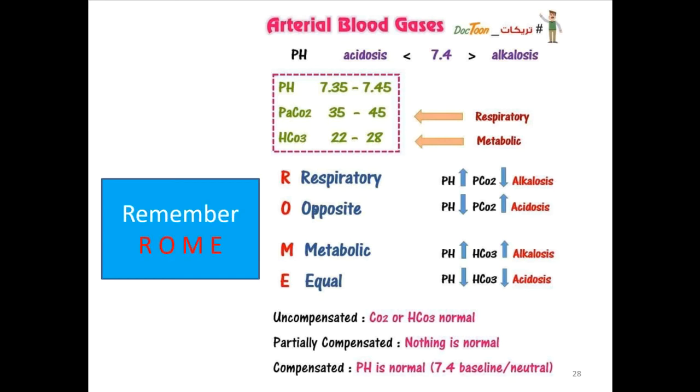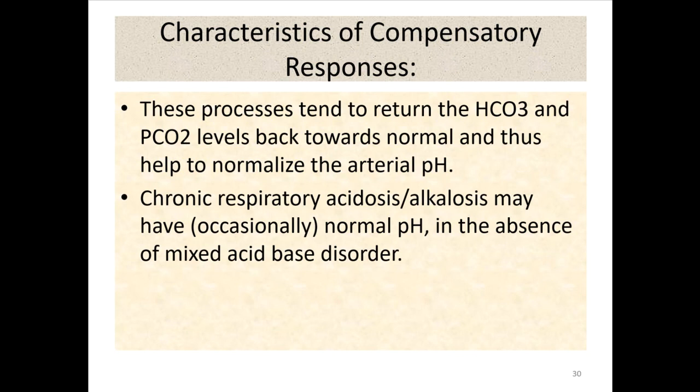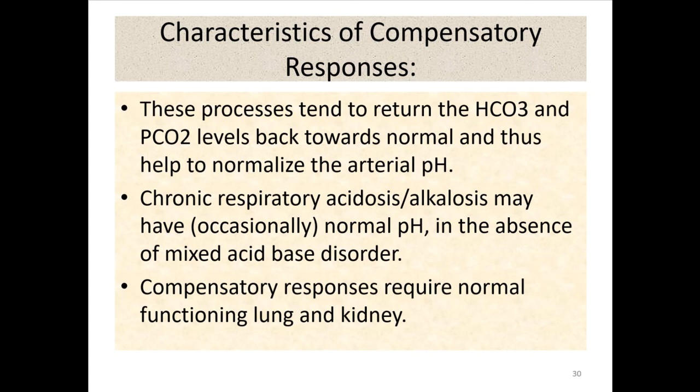Remember ROME. R equals respiratory, O equals opposite, M equals metabolic, E equals equal. Characteristics of compensatory responses. These processes tend to return the HCO3 and PCO2 levels back towards normal and thus help to normalize the arterial pH. Chronic respiratory acidosis or alkalosis may occasionally have a normal pH in the absence of a mixed acid-base disorder. Compensatory responses require normal functioning lung and kidney.